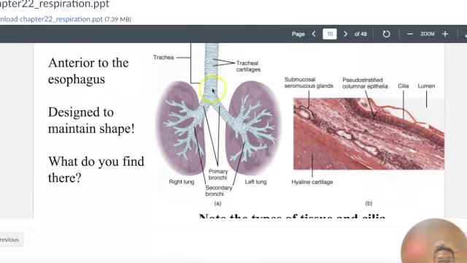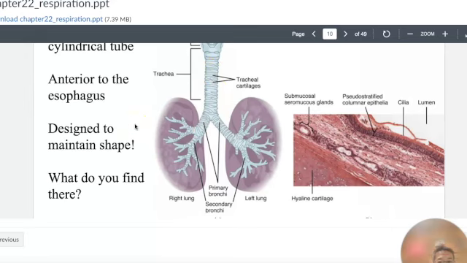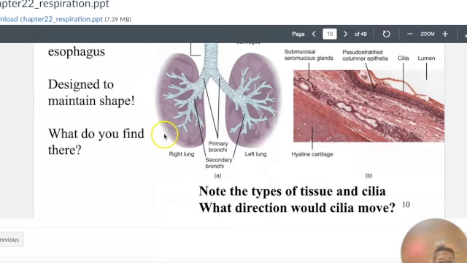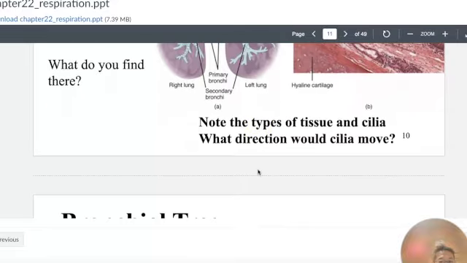It is also semi-rigid, so that it can keep its shape. And again, there's a left lung and the right lung. Here you have what are called the primary bronchi, secondary, and then there's tertiary and terminal and all that. We'll look into all that.